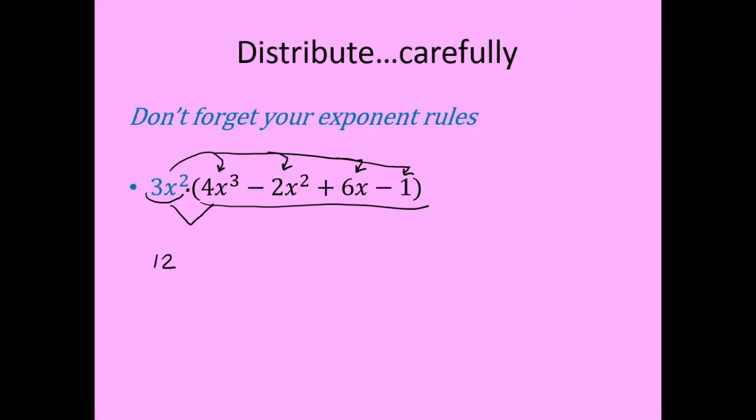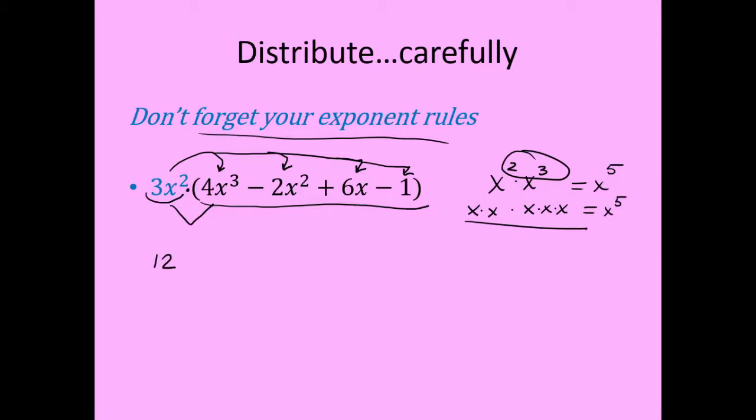Then we multiply x squared times x to the third. Remember your exponent rules. When you multiply x squared times x to the third, you add those exponents. So that's x to the fifth. If you ever forget what the rule is, just expand those. X squared means this. X to the third means this. When you multiply those together, you get this. So this is 12x to the fifth power.